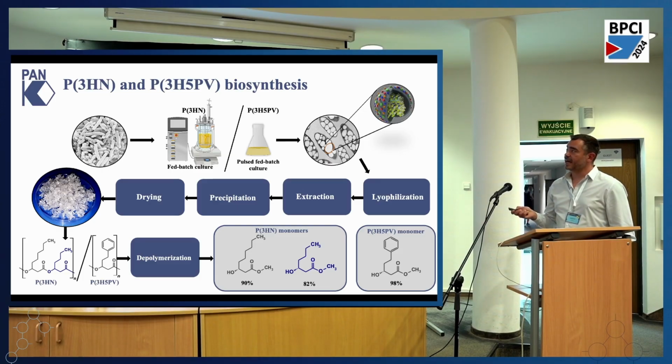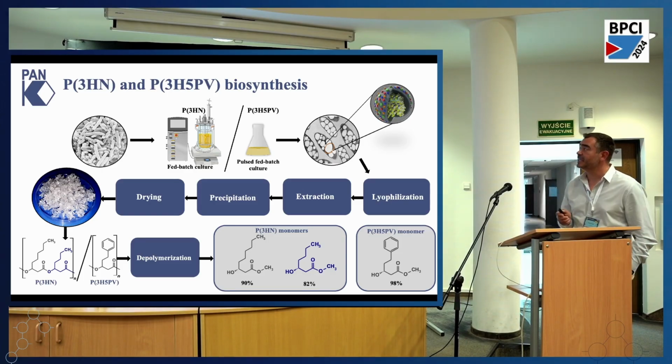In order to get the aliphatic polymer, we used fed-batch culture, a high cell density fermentation process, to obtain around 140 grams per liter of bacteria with 70% plastic inside. It is a very cheap substrate. But to obtain the aromatic polymer, we used a pulse-fed batch culture in flasks, because 5-phenylvaleric acid is very expensive and in solid form, so only small quantities were needed.